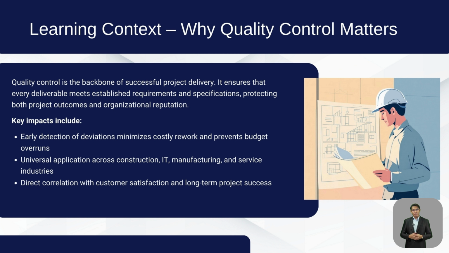Whether you are involved in the construction of high-rise buildings, deploying cloud-based IT solutions, or managing an automated manufacturing process, maintaining quality throughout the project life cycle is vital. Quality control ensures that what is being produced or delivered actually meets the intended quality requirements defined during the planning phase. Now let us dive into how this happens and why it matters in real-world project settings.